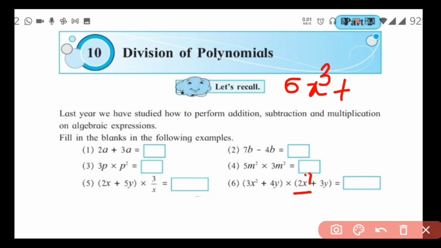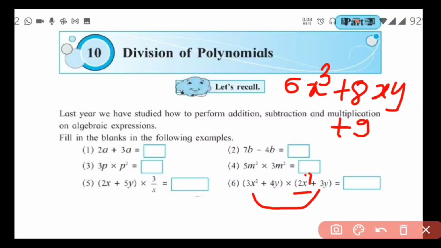Now we have to multiply 4y and 2x. 4 2s are 8, and x and y are different variables, we cannot multiply them, so we have to write xy as it is. Now we have to multiply by 3y to both the terms inside the first bracket. So 3y into 3x square, 3 3s are 9 we will be writing, plus sign is there, 9.